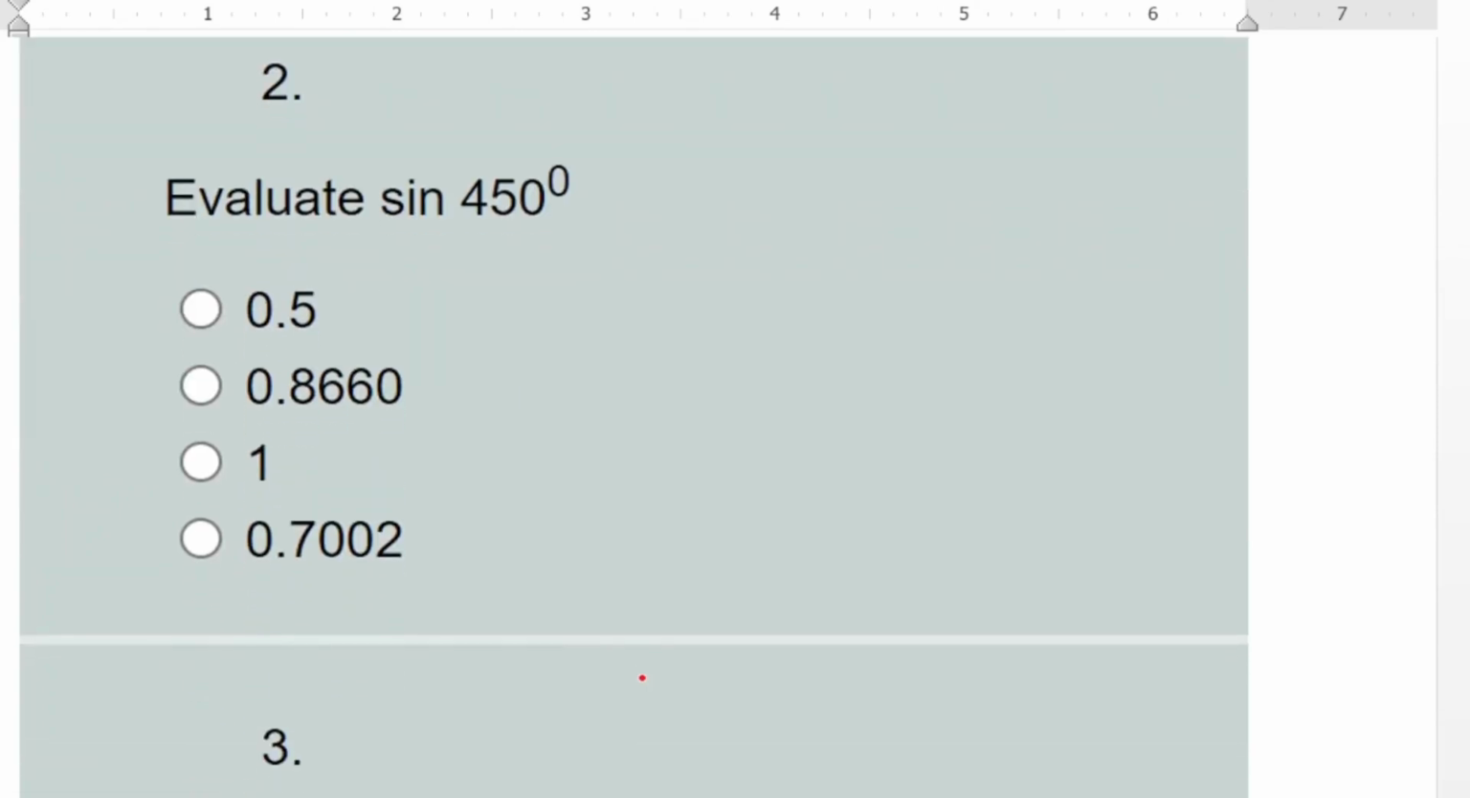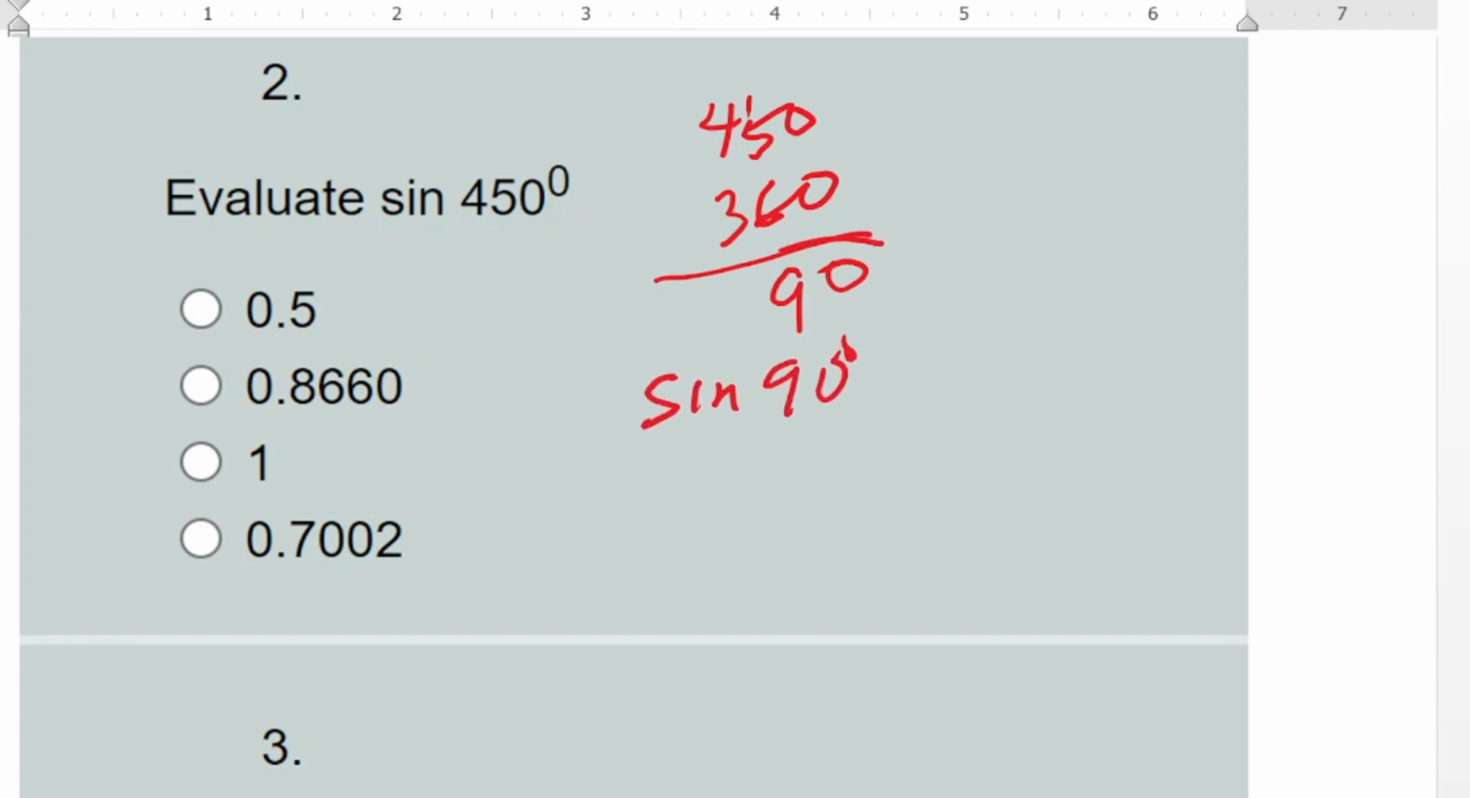So number 2 here, you have to evaluate this. Before you evaluate this, you have to change it, because this is greater than 360 as well. So 450 minus 360. This is 0, and this is going to be 90 degrees. So that means sine 90 degrees. And 90 degrees falls where?